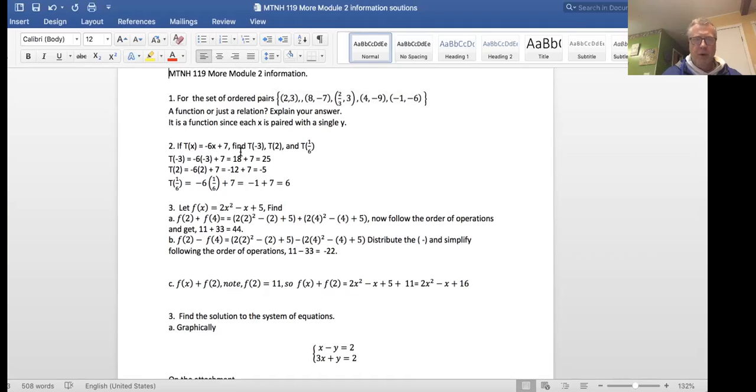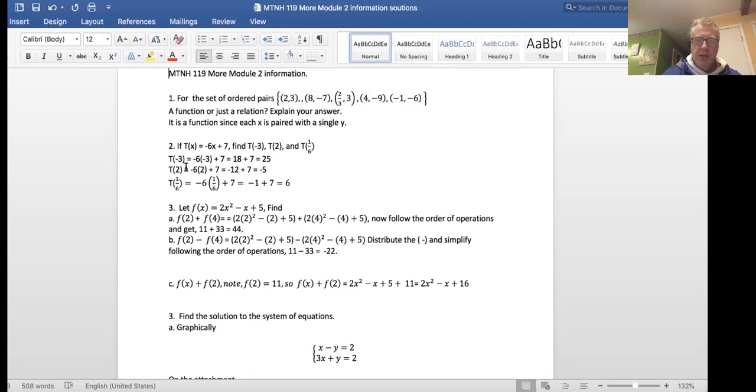You're going to have several function evaluations along the way. This says t of x equals -6x plus 7. So when we see something like t of -3, what that means is we plug -3 in every place there's an x here and follow the order of operations. So that means we have -6 times -3 because we're replacing the x with -3. That gives us +18 plus 7 gives us 25.